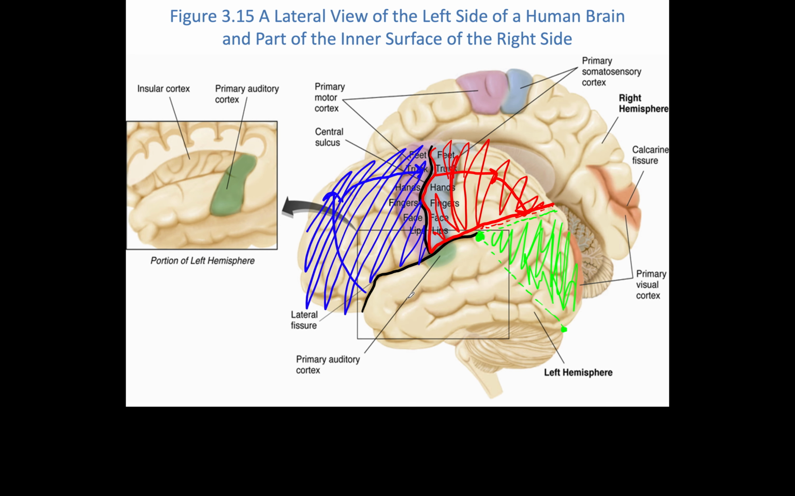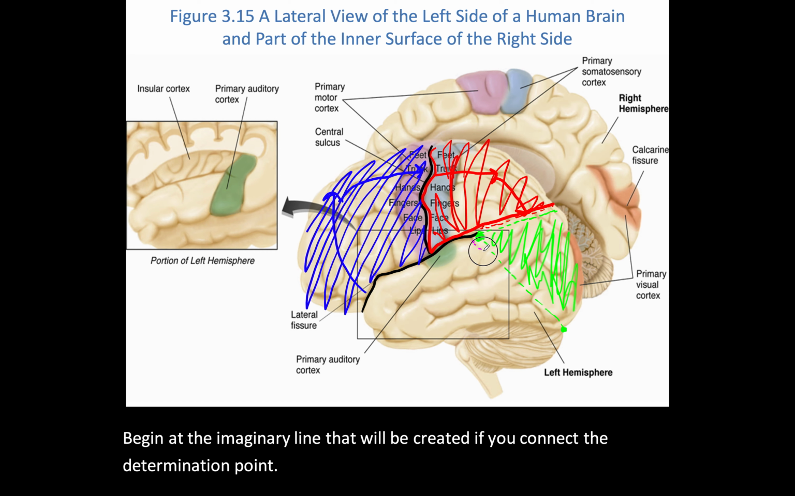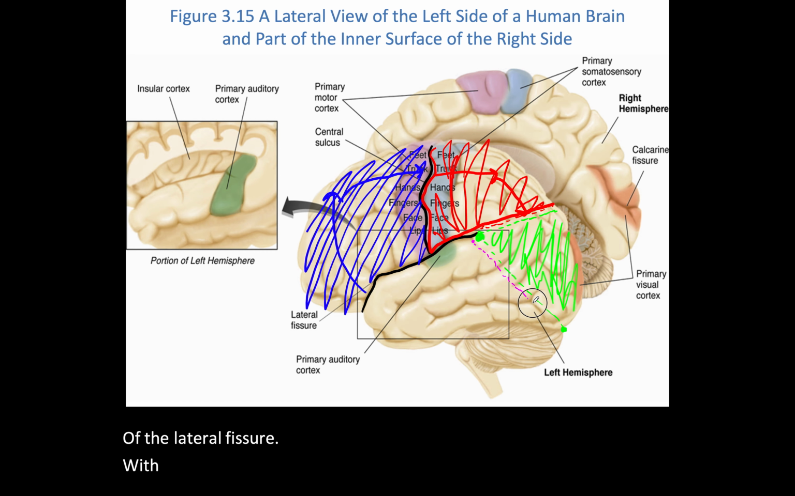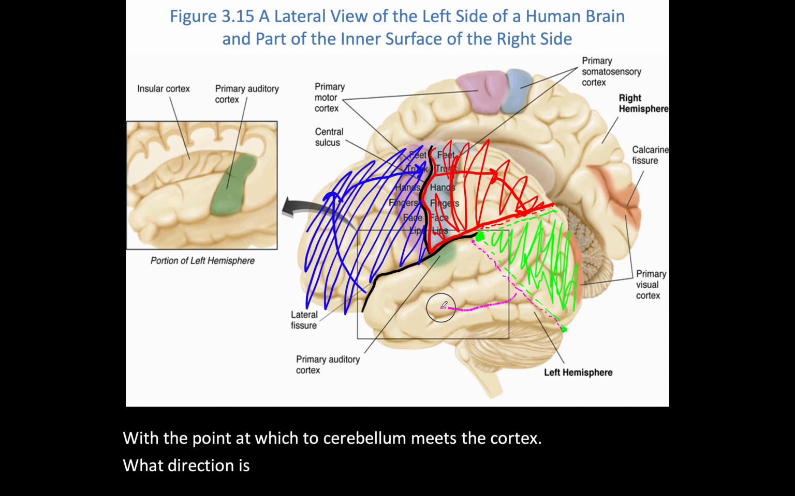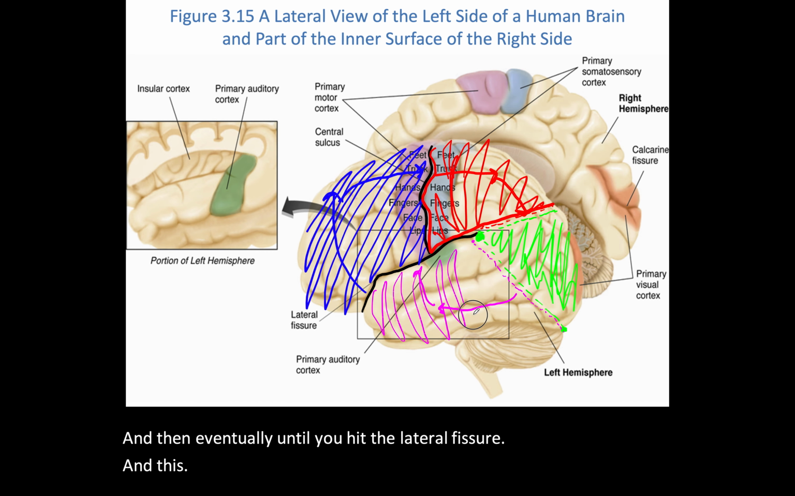And finally, the rest is the temporal lobe. But let's not be lazy. Begin at the imaginary line that will be created if you connect the termination point of the lateral fissure with the point at which the cerebellum meets the cortex. Move. What direction is this? Rostrally or anteriorly, sorry. And then ventrally until you hit the lateral fissure. And this is our temporal lobe.